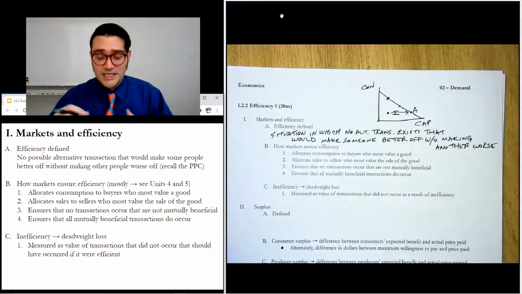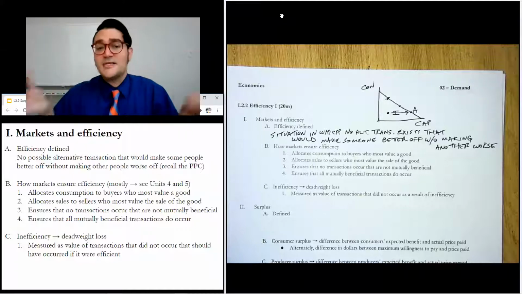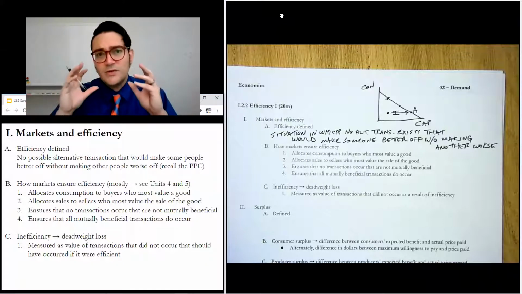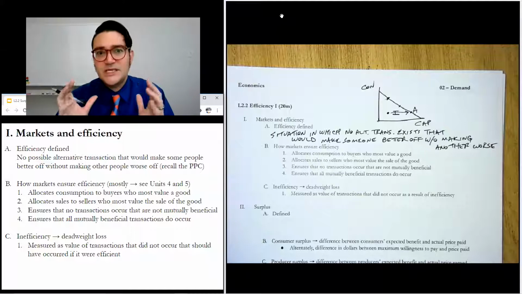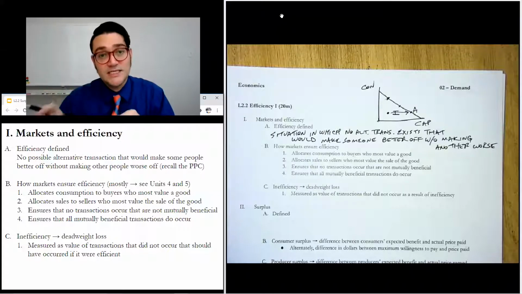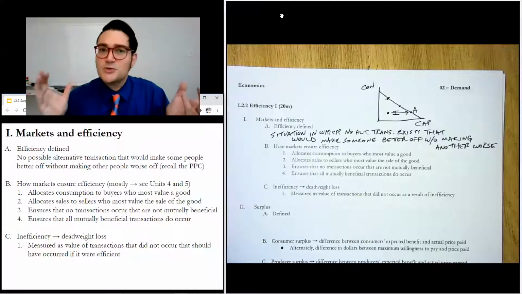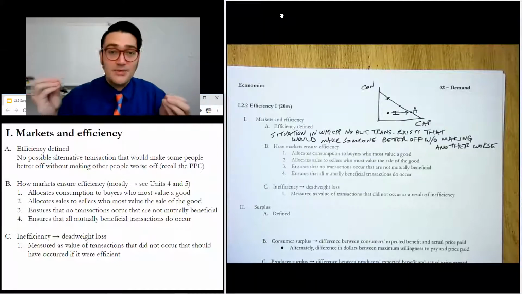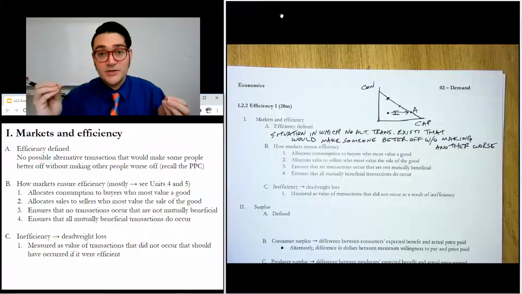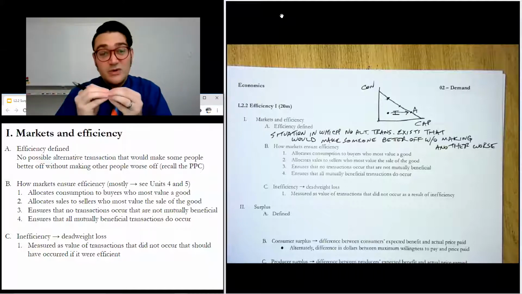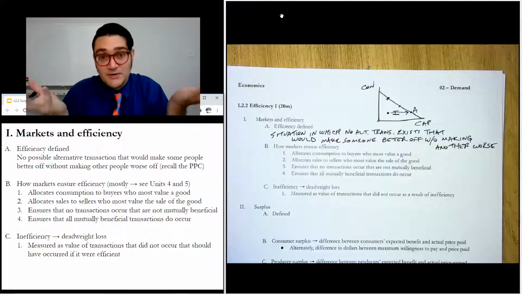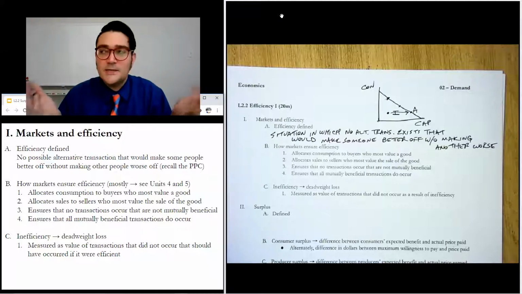Now, inefficiency is when you don't have some of those things happening. It's the idea that maybe not all of the mutually beneficial transactions are occurring. And one of the ways that we can quantify inefficiency is by measuring the value of those transactions. So for example, if somebody was willing to pay $8 for a product and somebody was able to produce it for $3, well, they should meet, right? They should transact. This person's willing to pay 8, this person produces for 3, they should be able to find a mutually agreeable term of trade.